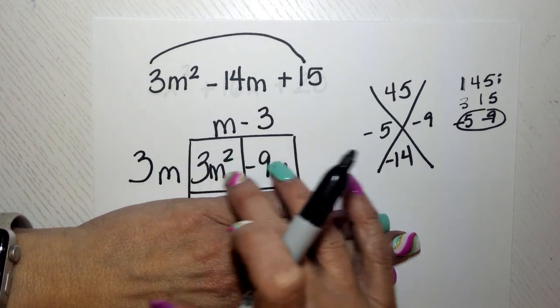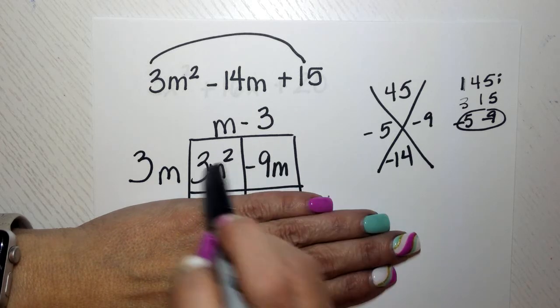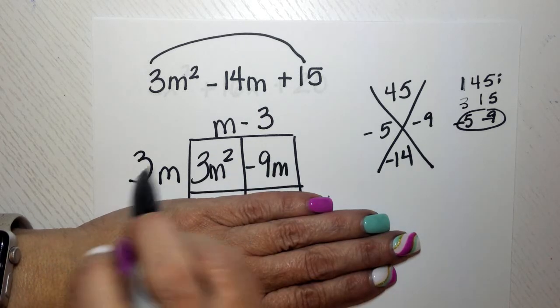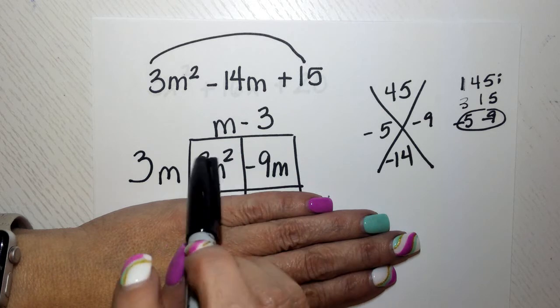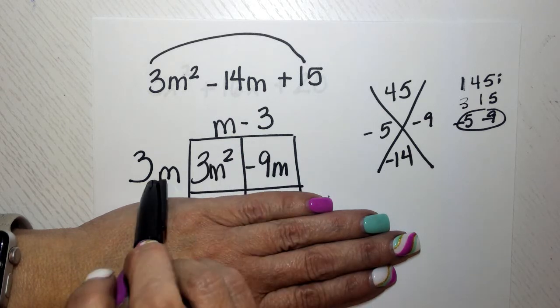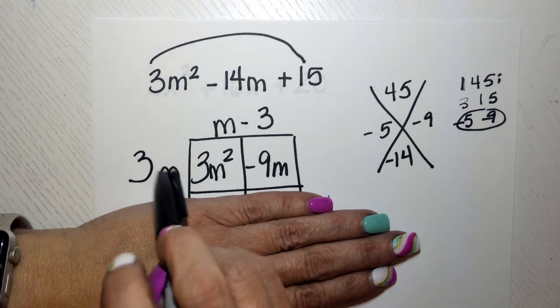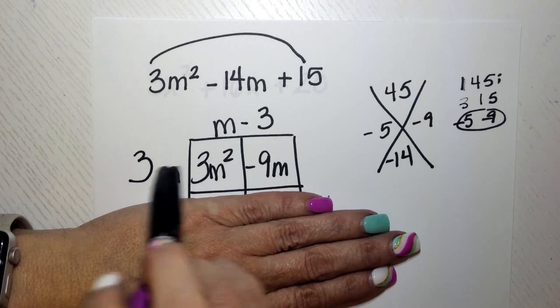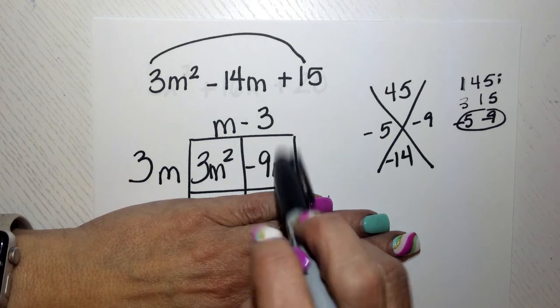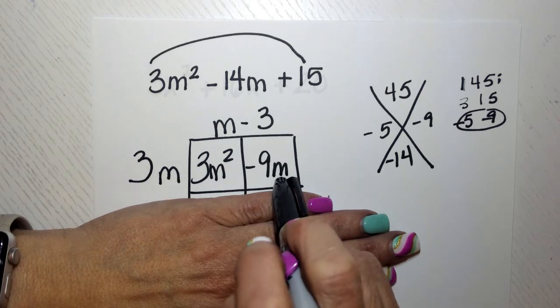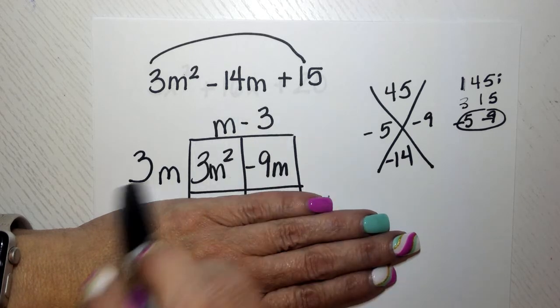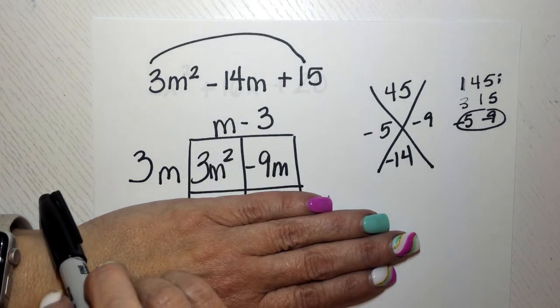So I'm thinking right here that the GCF of 3 and 9 is 3. And that works right here. I can factor out 3m. And this would be 3m times m is 3m squared. 3m times 3 would give me -9m. So I feel like that looks good up there.